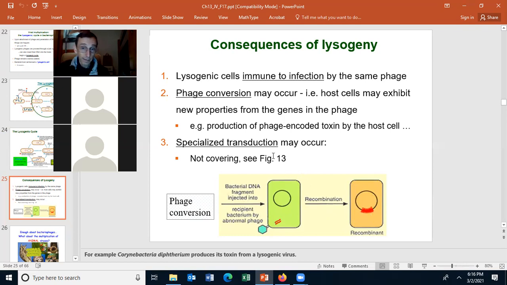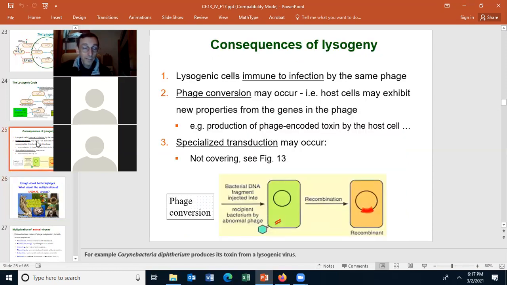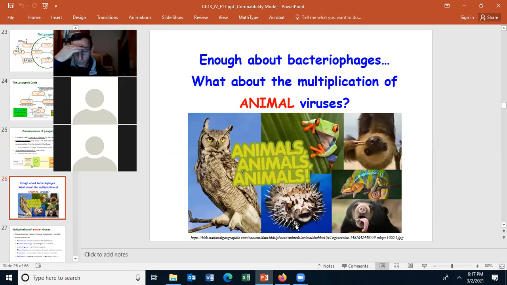There's a third consequence of lysogeny. You can read about specialized transduction. We're not going to cover it in the lesson, and you're not going to be tested on it. All right, any question about bacteriophages? Viruses that infect bacteria cells. As I stated, there are viruses which infect every kingdom. We're going to be spending some time talking about the multiplication of animal viruses, because these are the viruses that cause human diseases. Any question about that?